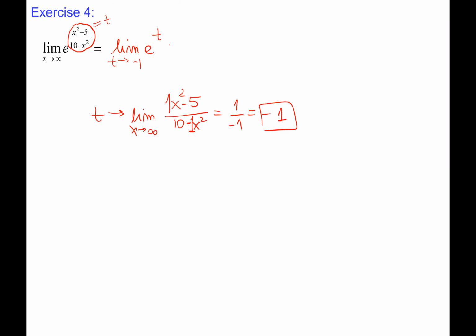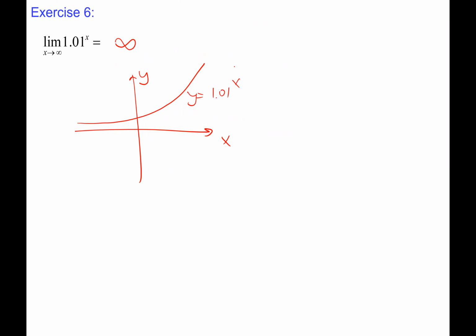It's not really the end of the domain, but still a nice answer, 1 over e. And limit at infinity of the exponential function 1.01 to the power of x. That means we know right away that is infinity. That means this question is just testing if we remember the shape of the exponential function with the base greater than 1. Even if it's just greater a little bit, it's still that behavior.